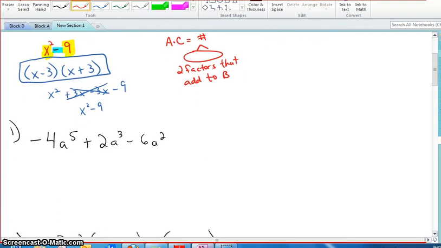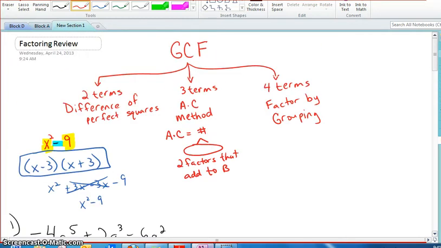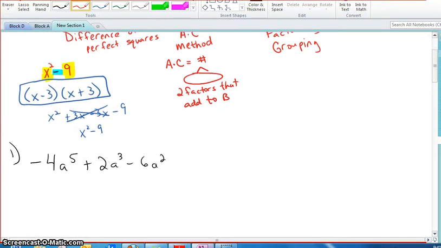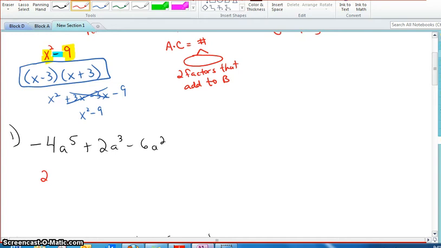Number one, first thing I have to look for is, is there a GCF? Is there a greatest common factor? Absolutely. In this case, the greatest common factor is 2a. Since the first term is negative, we usually try to take out a negative. So if I take out a negative 2a, is that all that's in common? Or is there a higher exponent that they all have in common? Yeah, they have an a squared in common. So then I should have 2a cubed minus a plus 3 left over.